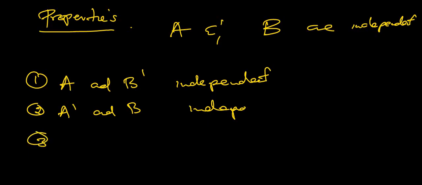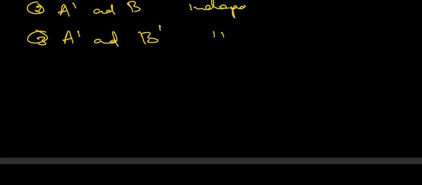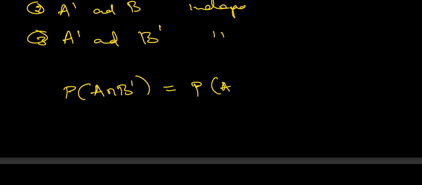Then it also means that A complement and B complement are also independent, provided the bigger sets A and B are independent. And this is going to draw us to the following derivation. So you can derive the fact that the probability of A intersection B complement is the same as the probability of A minus the probability of their intersection. This is the fourth thing.